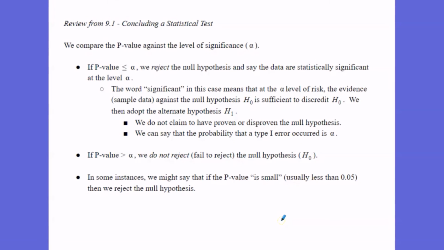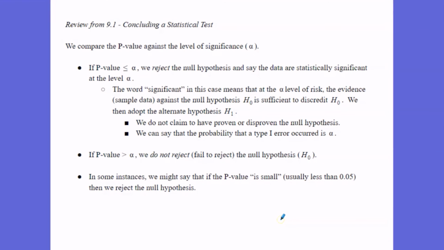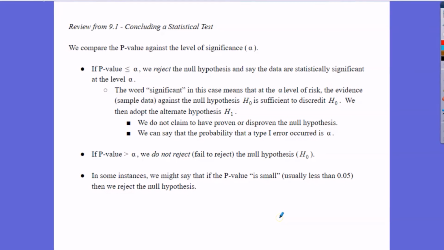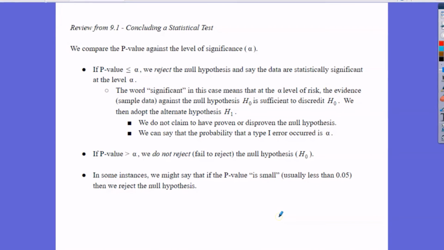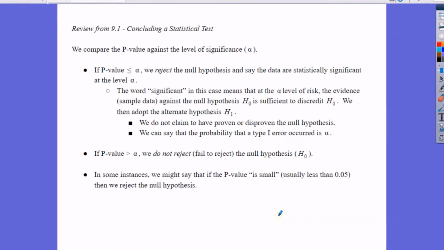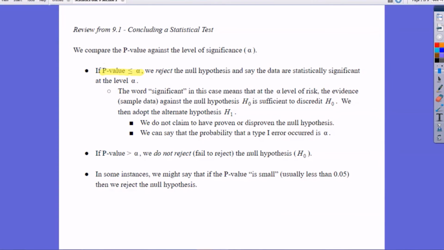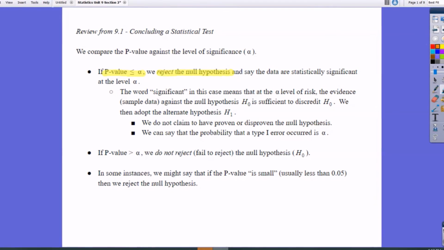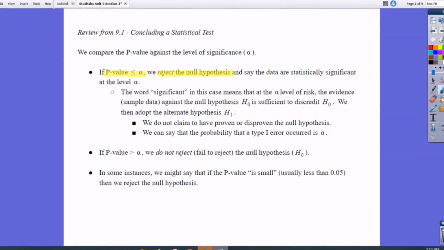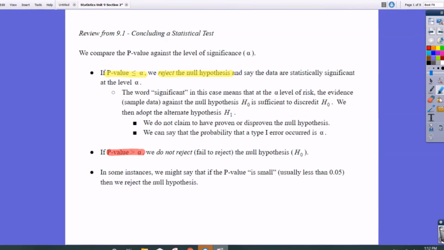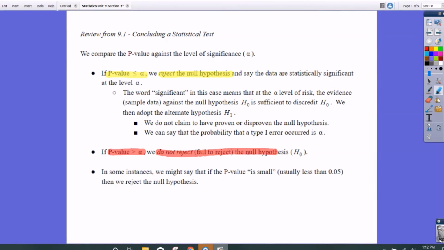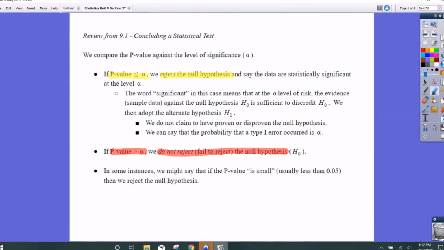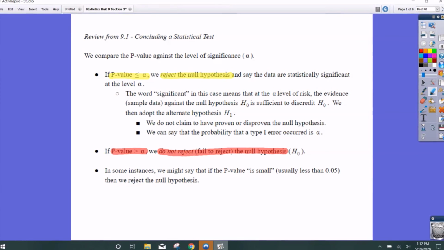All right, so in section 9.2, it begins with a review of 9.1, concluding a statistical test. The big thing is that we compare the p-value to the level of significance alpha. If the p-value is less than or equal to that alpha, we reject the null hypothesis. If the p-value is greater than alpha, we do not reject, or we fail to reject, the null hypothesis. So less than or equal to reject, greater than do not reject.